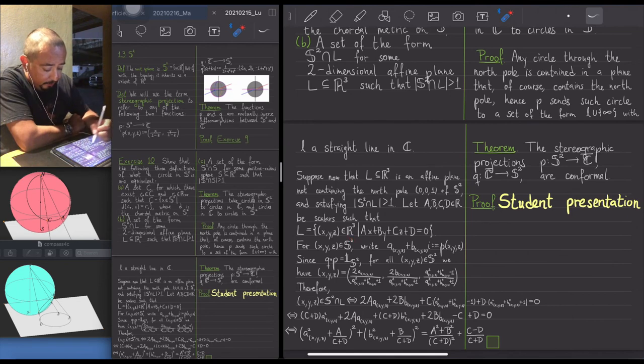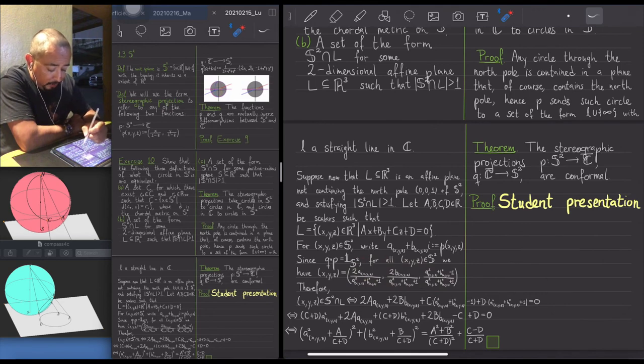Which really is no problem, because in any case I am assuming that L does not contain the North Pole. Okay, so we denote by this the projection of any given point. Now, using that P and Q are mutually inverse, we see that the point is Q of its projection, right? Okay, so we write it that way.